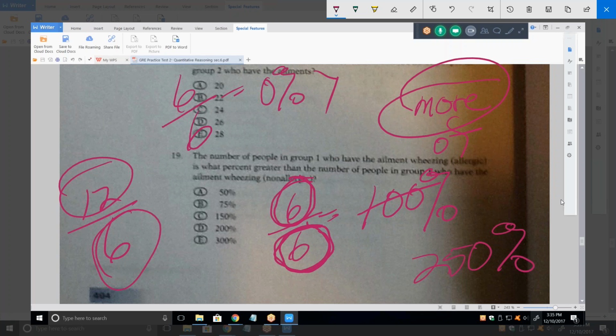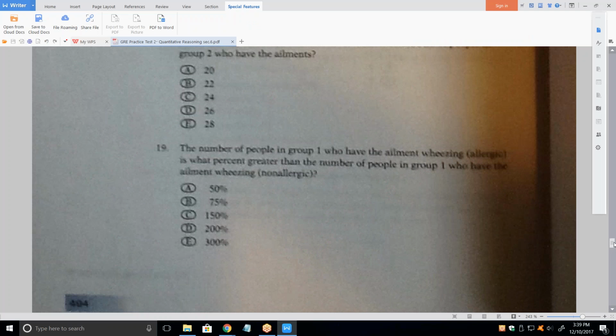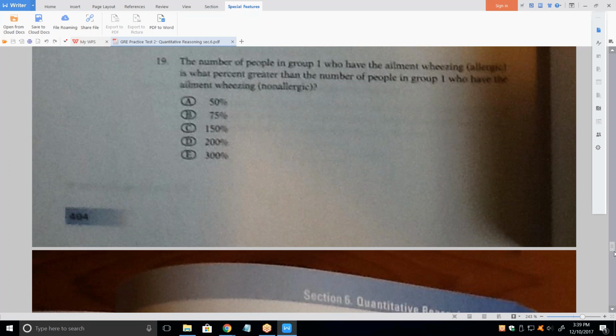Then you have to take the difference of the two and divide by group, the bottom one. Aha. So it all comes down to more or of. And let's hope that's the last question. Good.